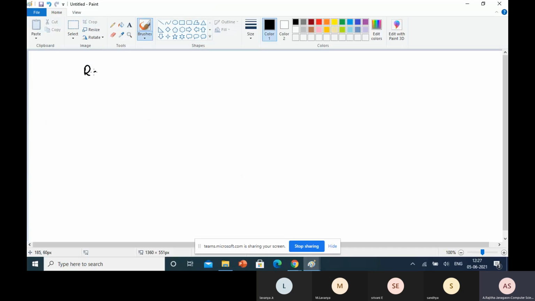R is some relation x comma y. Here y equal to x square.